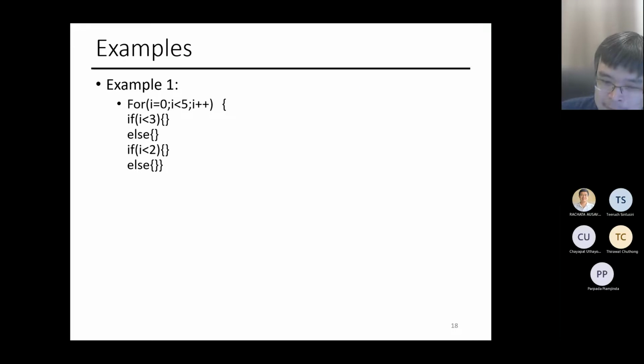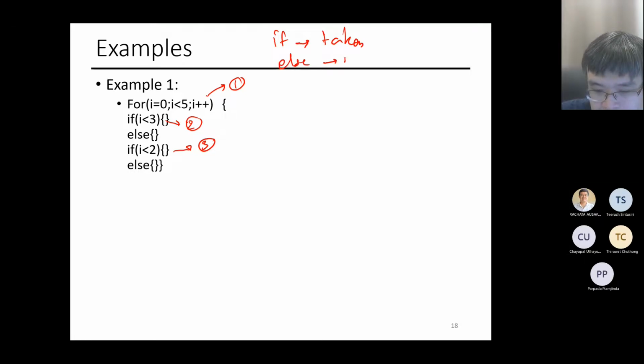Here's our code. For i equals 0, i less than 5, i plus plus. If i is less than 3, you take this branch. So the loop is the first branch. This is the second branch, and this is the third branch. Let's assume if you go into the loop, that's taking the branch. If you do the if, that's taken. If you do the else, this is not taken. And if you loop, it means you take the branch.